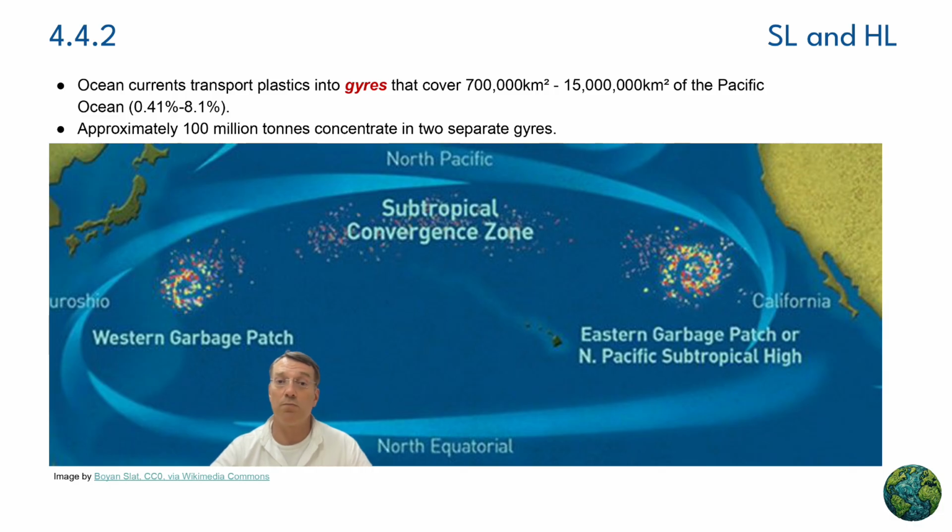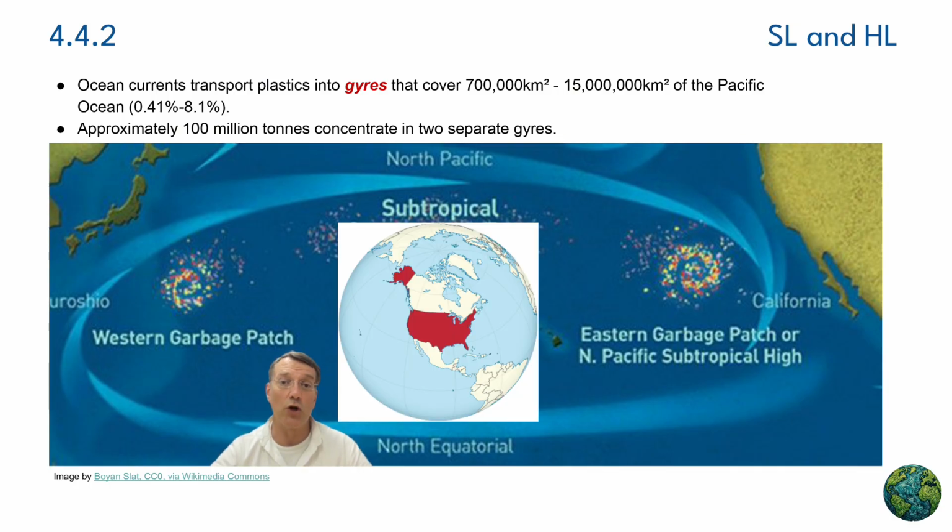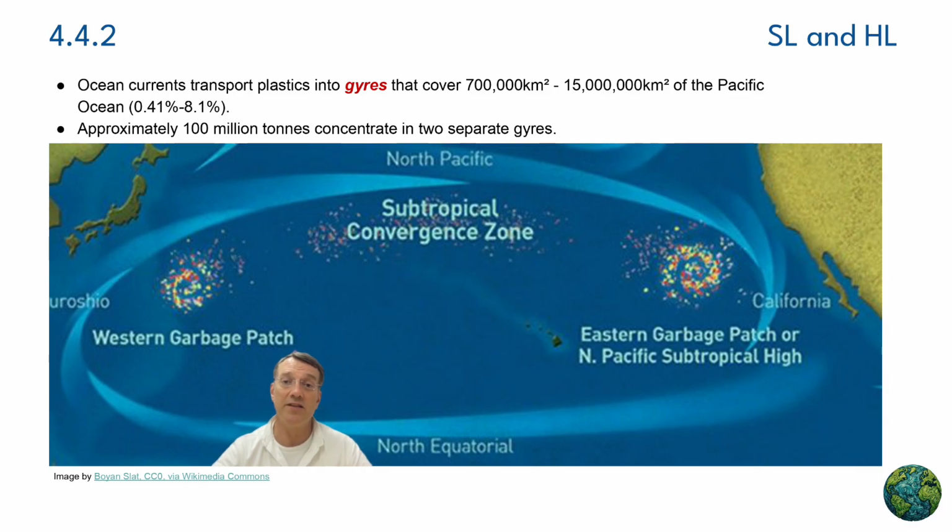Ocean currents transport plastics into gyres that cover massive areas of the Pacific Ocean, anywhere from 700,000 to 15 million square kilometers, which represents about 0.4 to 8.1% of the entire Pacific Ocean. To put that in perspective, that's an area that's potentially larger than the entire United States. Approximately 100 million tons of plastic concentrate in two separate gyres in the ocean.